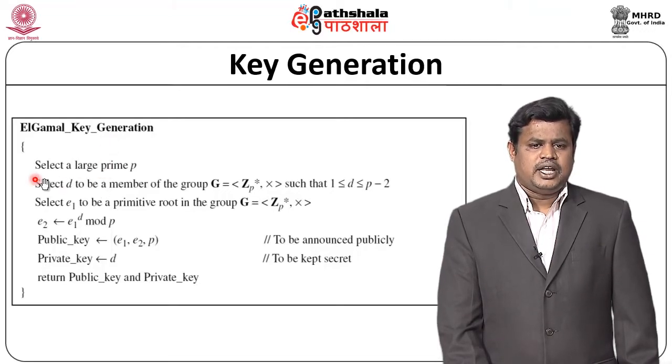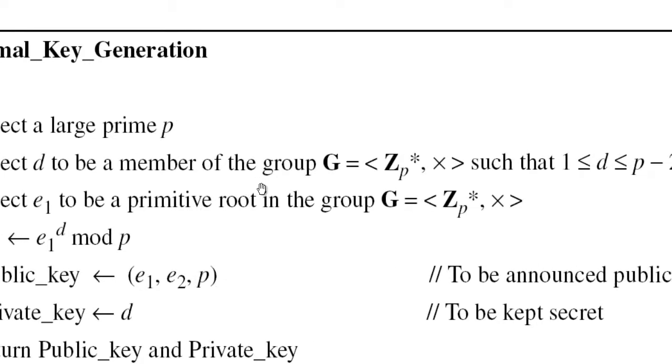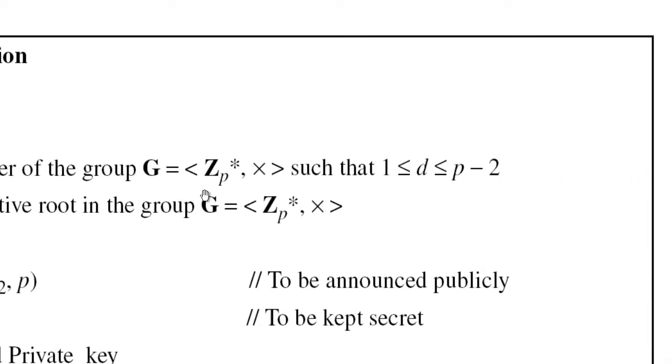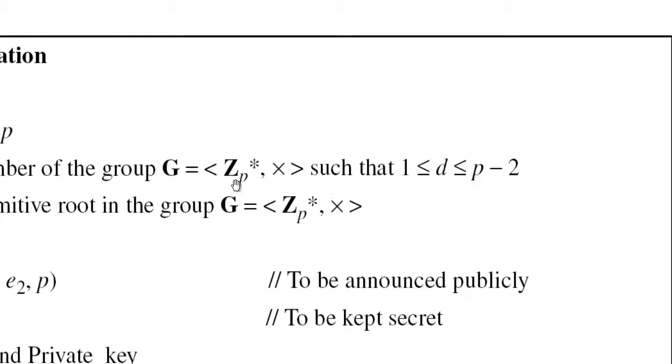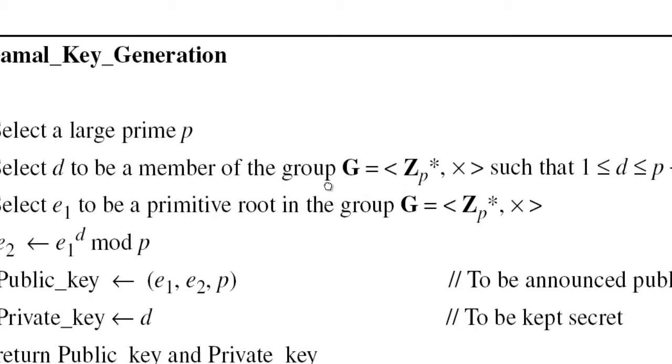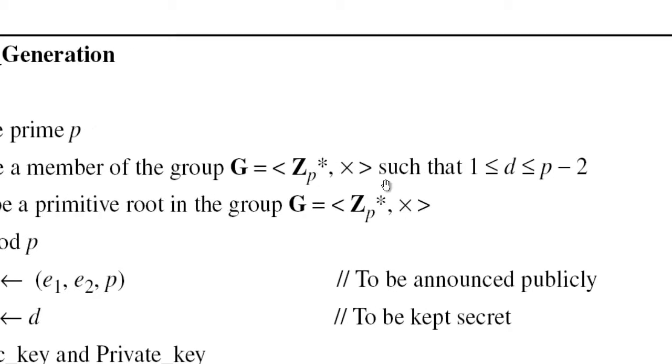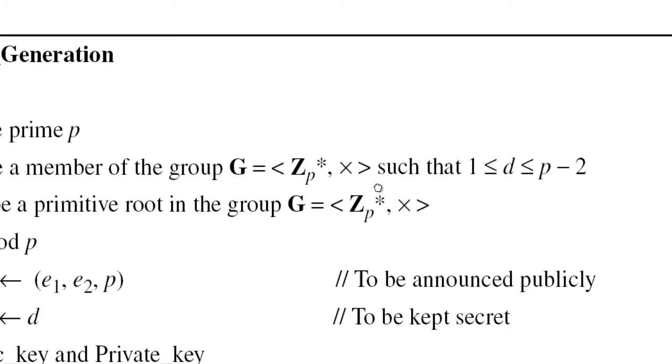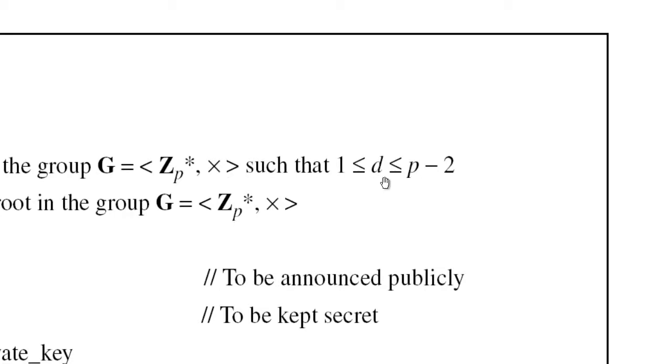So first thing they need to select a large prime number and then select the D. For example, here a member of a group such that D lies between 1 and P minus 2. So it is very important that the D value should be a member of a group, ZP star, with the operator, where your D must be within the range 1 to P minus 2.